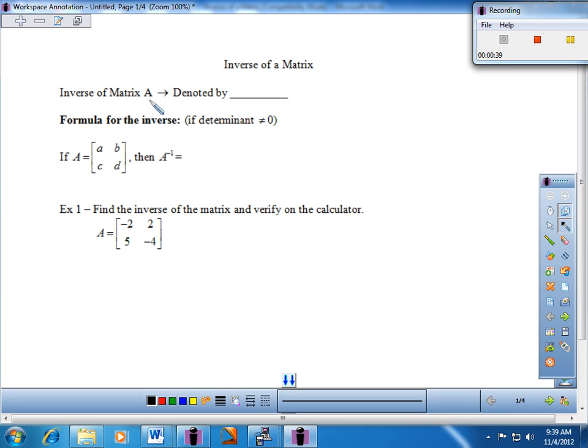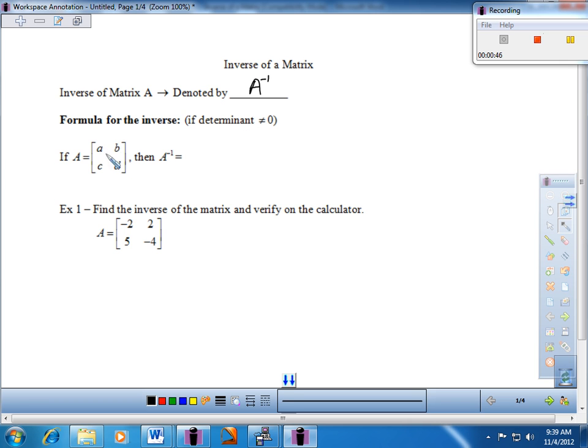So if I have a matrix A, as you can see right here, its inverse will be denoted by A inverse. And we've actually seen that notation before talking about functions. And so there's a formula that's used for finding the inverse. And as you can see, just off to the side, it does say if the determinant is not 0. So you're going to see momentarily that this formula does require use of a determinant, so another context for using that. And let's go ahead and give it a try.